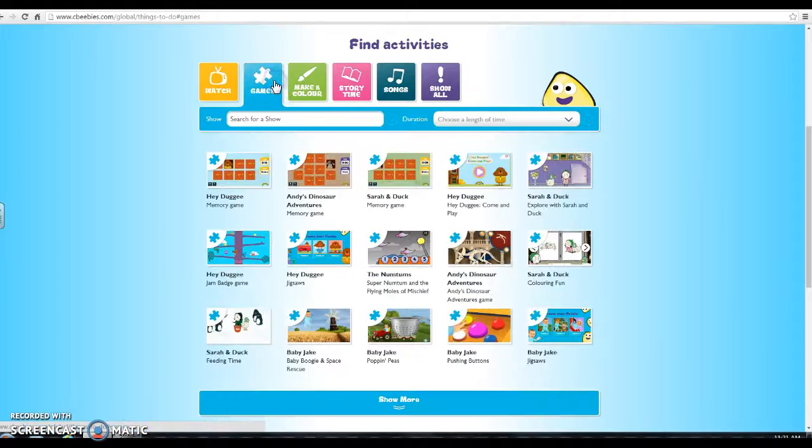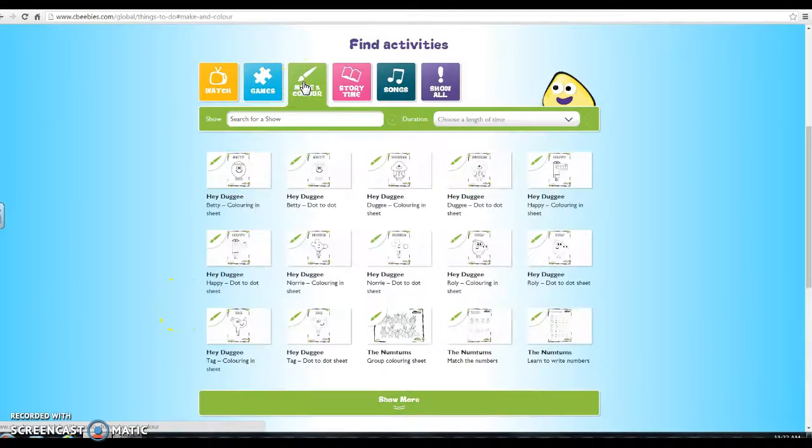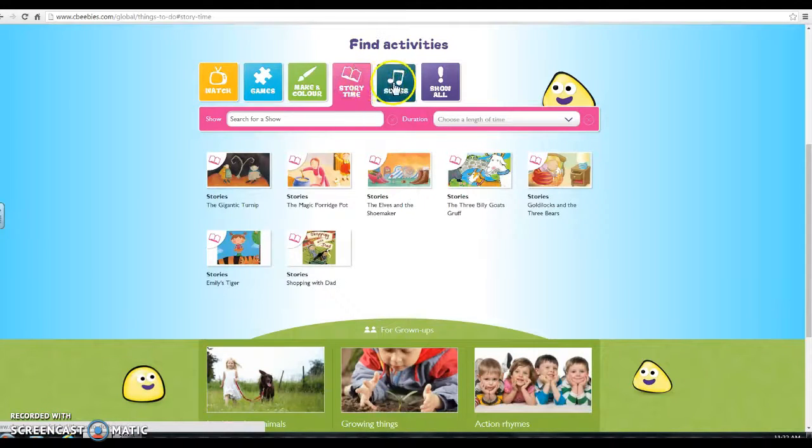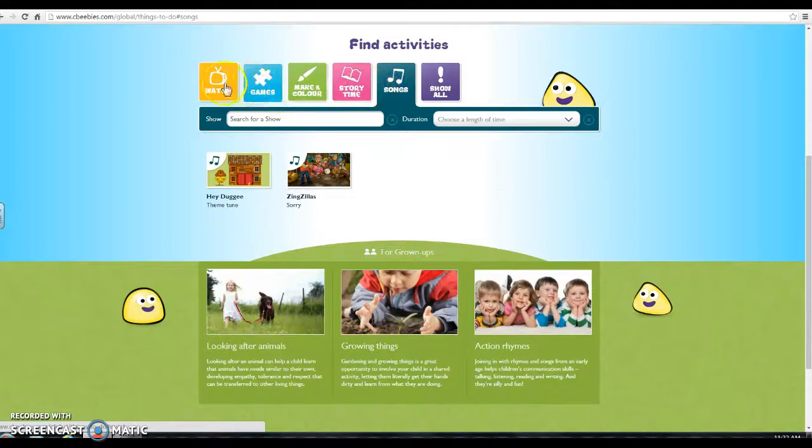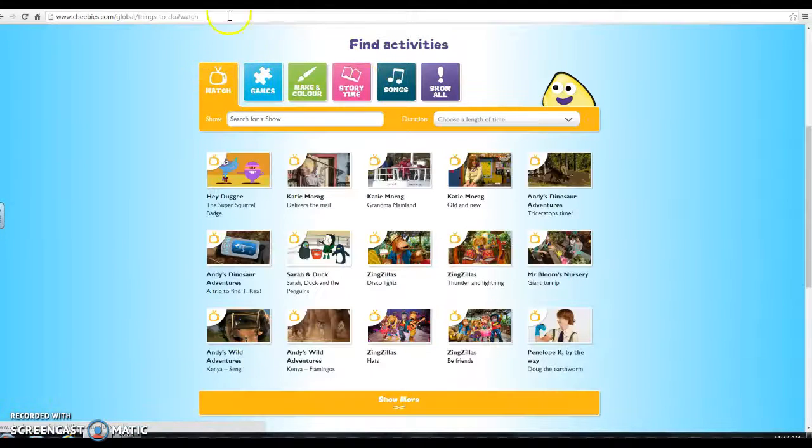They can also play games, such as memory games, exploring, jigsaw puzzles. This develops their fine motor skills. They can make time to color. They can listen to stories and listen to the few songs that they do have here. This would be a fantastic way to use any technology devices that you have in the classroom as a center for your students.